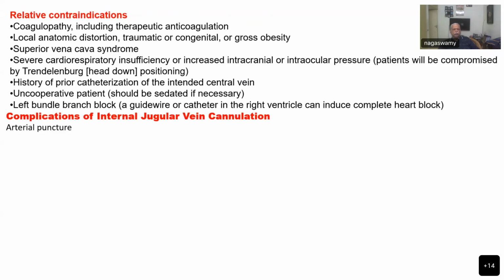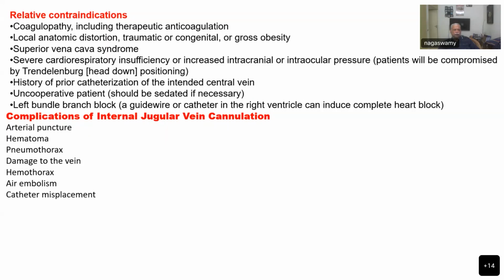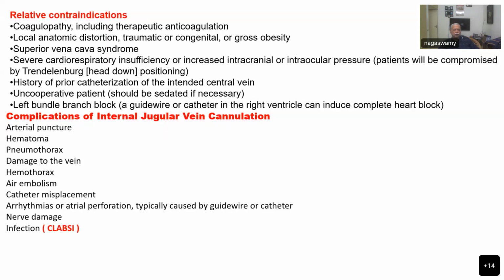And the complications: arterial puncture is the most common complication because of the wrong approach, hematoma because of that puncture of the artery, and pneumothorax in the low approach when you go close to the pleura. Damage to the vein, you can go through and produce damage to the IJV itself, that can lead to hemothorax, air embolism, catheter misplacement, arrhythmias, atrial perforation, and nerve damage because so many nerves are in close proximity with the IJV, and infection.